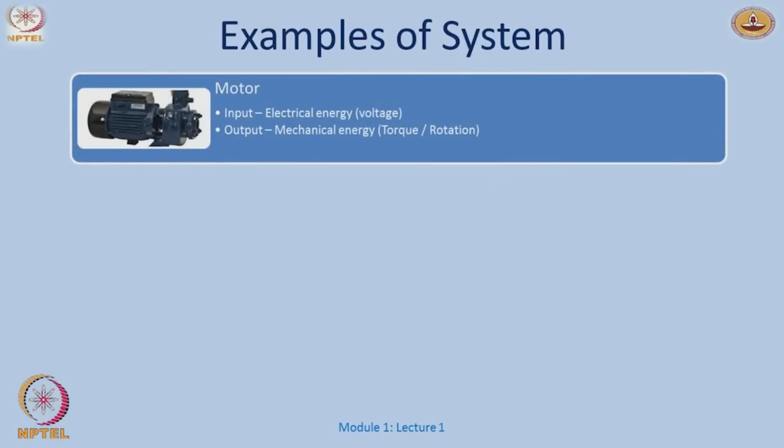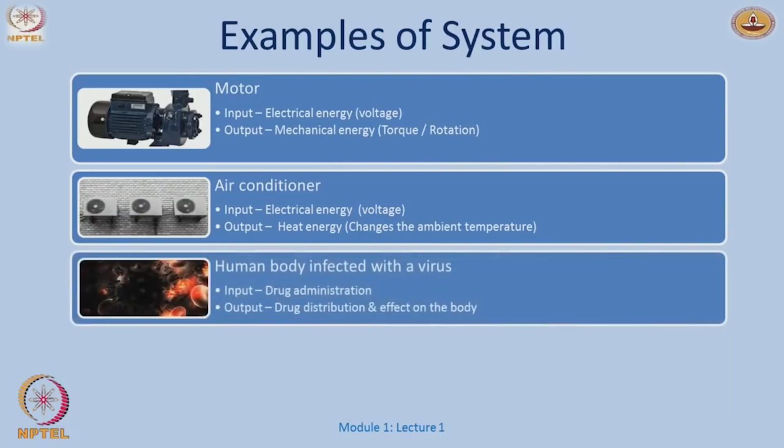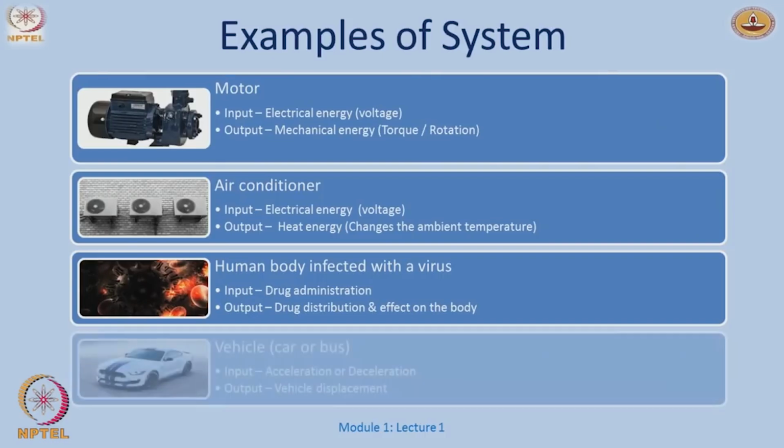Some of them are very obvious. You take a case of a motor where I just give an electrical input and I see the output as mechanical energy in the form of a torque. Air conditioner, the input again is electrical energy, output you can sense in terms of heat energy, which changes the ambient temperature. Human body which is infected with a virus, the input could be the drug prescription which you take, and output could be the way the drug is distributed in the body, its effect on the body in killing the virus. We will see all this, how this could actually be modeled mathematically.